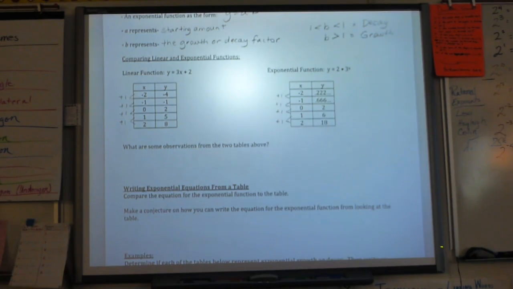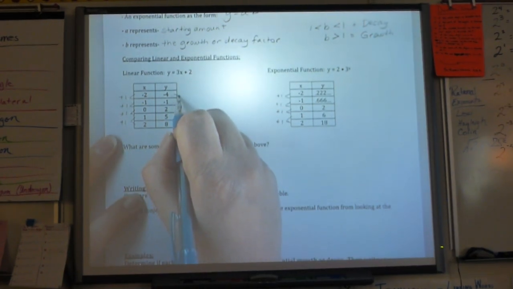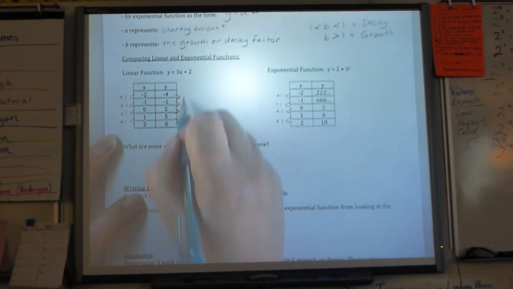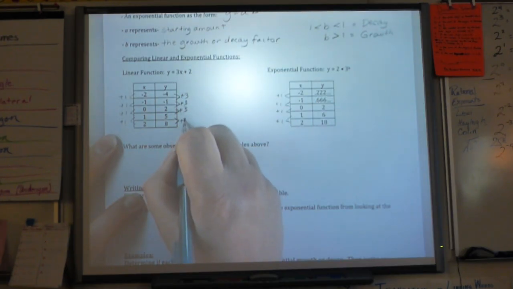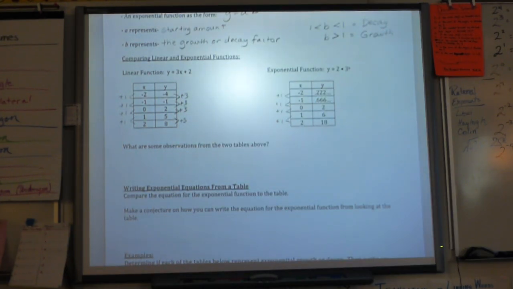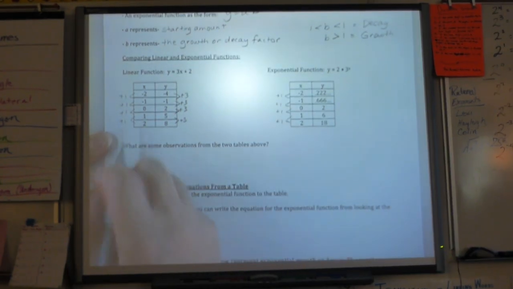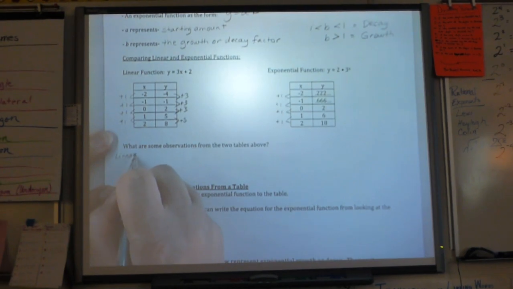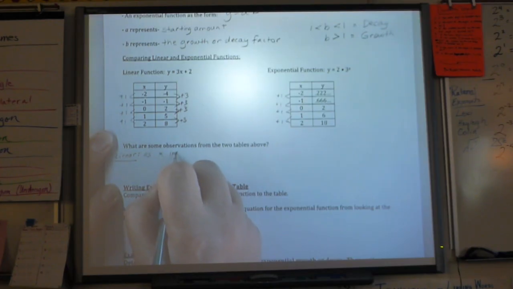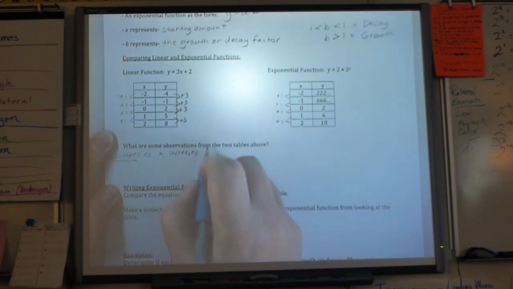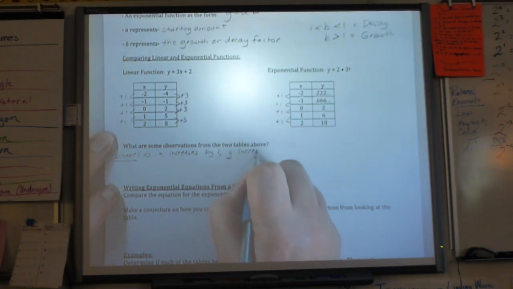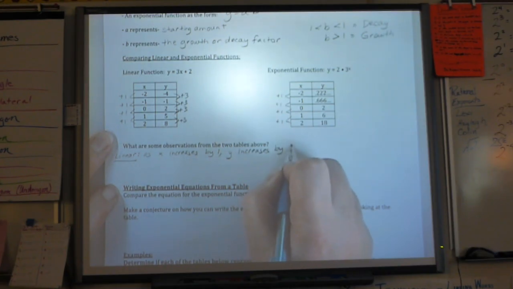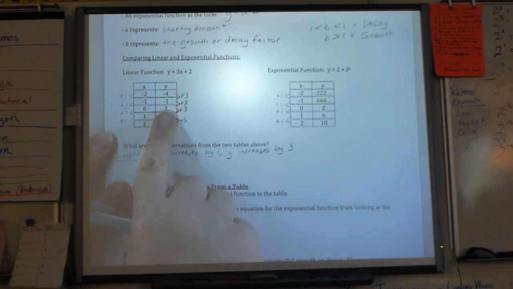As x increases by 1 each time, what's happening to y? What's happening to y, boys and girls? Increasing by 3. Good. As x increases by 1, y increases by 3. So we have a constant rate of change. Okay? So with the one observation for the linear function, as x increases by 1, y increases by 3. Okay, our starting amount is 2.